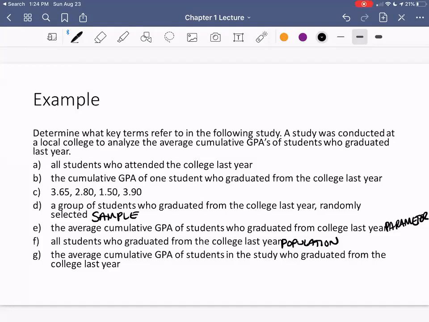The next thing was our statistic, right? The definition says it is a number that represents a property of the sample. In this case, our statistic is letter G, the average cumulative GPA of students in the study who graduated from the college last year. So here's our statistic.